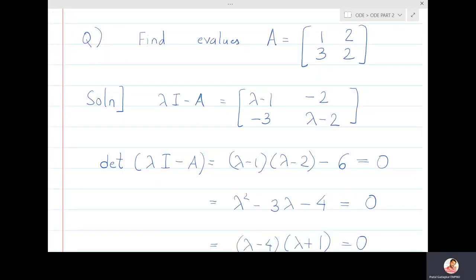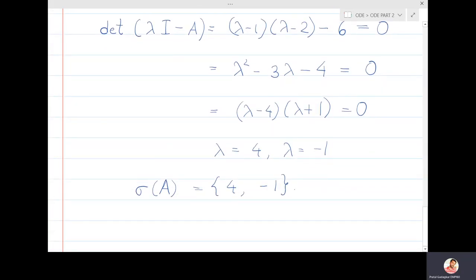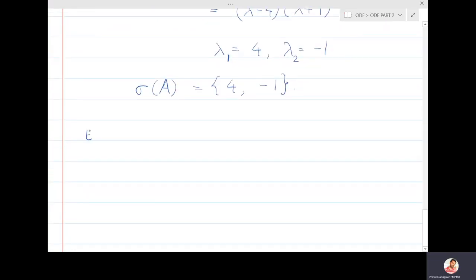Now we have understood how to find the eigenvalues of the matrix. Let us take the same problem and find its eigenvectors. I have factorized the characteristic polynomial and got the eigenvalues 4 and minus 1. Let me label those eigenvalues: lambda 1 is 4 and lambda 2 is minus 1. Now let us find the eigenvector corresponding to the first eigenvalue, that is lambda 1 equal to 4.